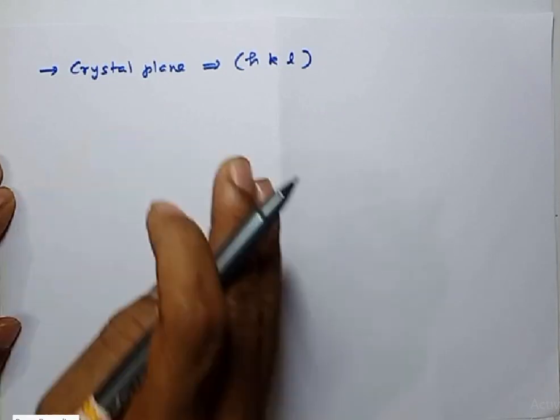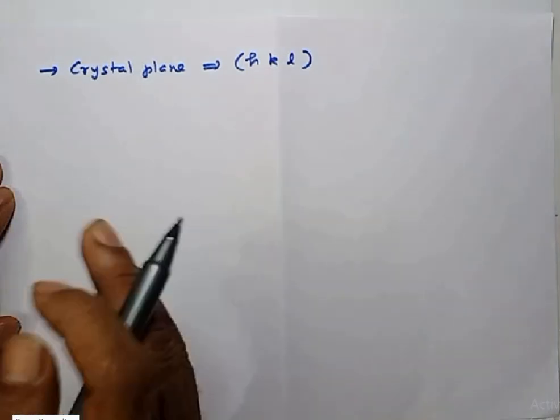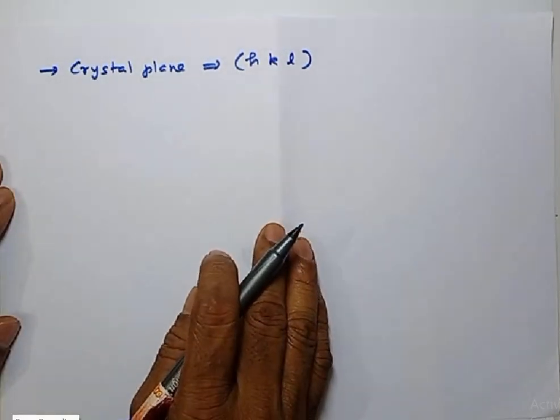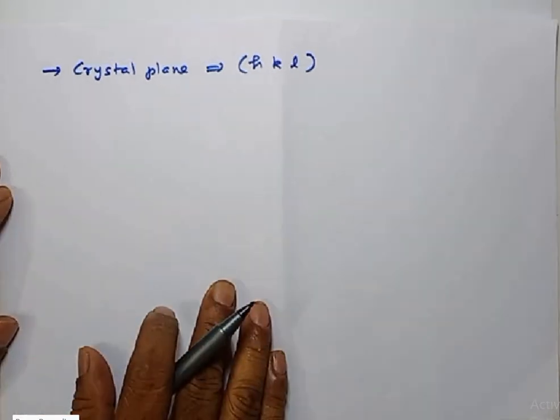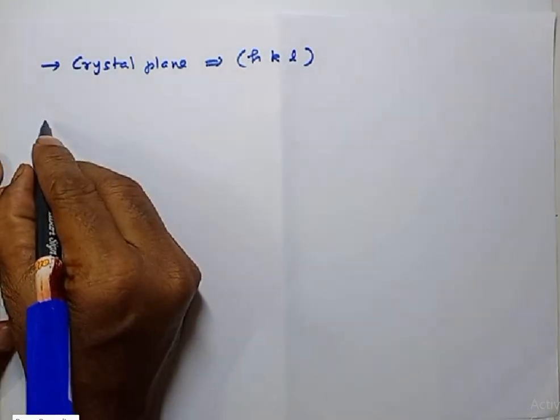First find out the intercepts, then take the reciprocal, clear the fraction. If a negative number exists, put a bar above it. So we discussed many examples. Now I'll do some more examples. Take down.